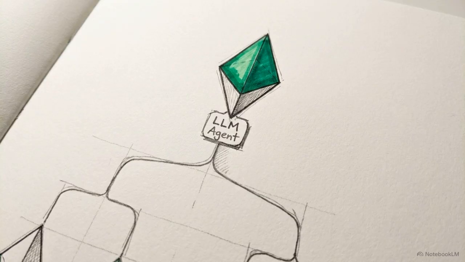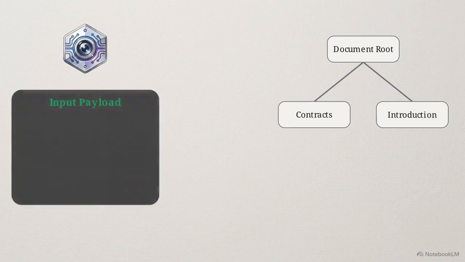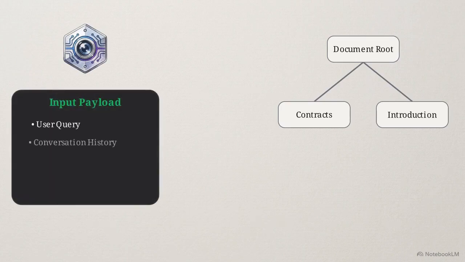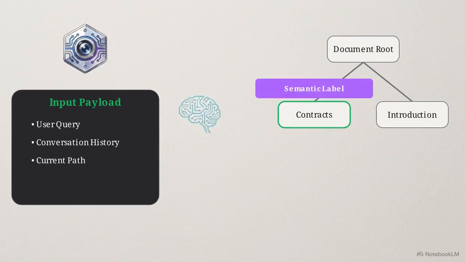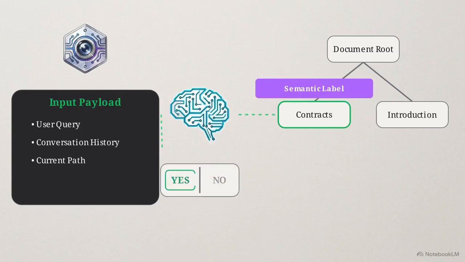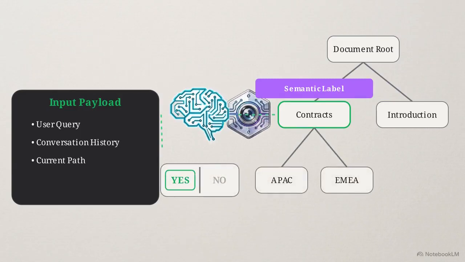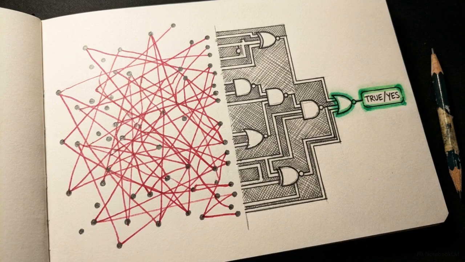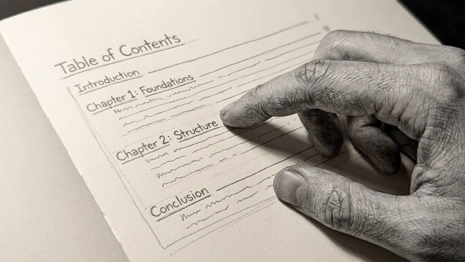With the tree built, a traversal policy, an LLM agent, is positioned at the root node of the custom structure. At every node, the agent receives a specific input payload: the user query, the conversation history, and its current path in the hierarchy. The agent evaluates these inputs against the semantic label of the node it is currently inspecting. The LLM decides yes or no, should it open this subtree to find the answer. This logic gate approach replaces the mathematical proximity of vector retrieval with explicit reasoning. Retrieval is now a contextual process, identical to how a human expert scans a table of contents.